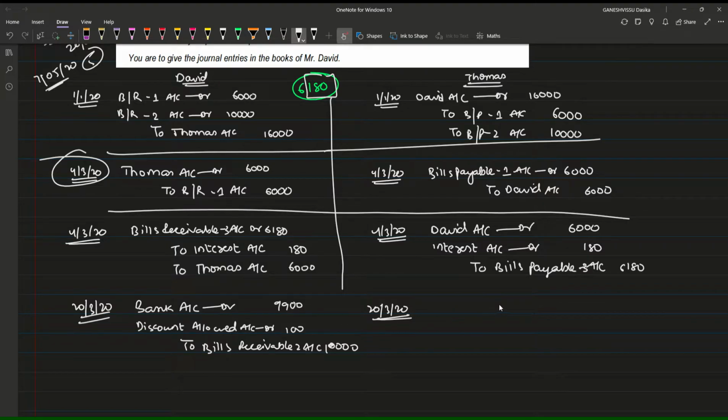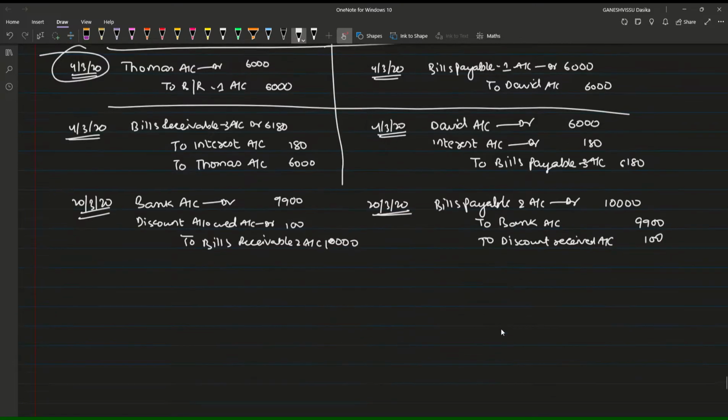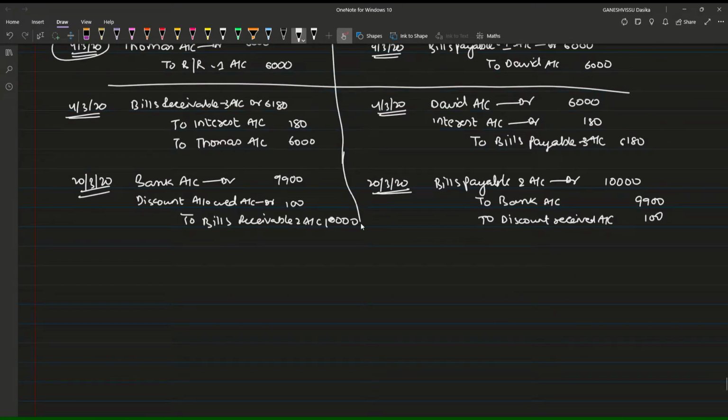And in the same sense, in the books of Thomas, what he is going to record is bills payable account debtor, to bank account, to discount received. So 10,000 is the amount of the bill, 9,900 he is going to pay, and he is going to receive some discount of 100 rupees. Almost all completed.